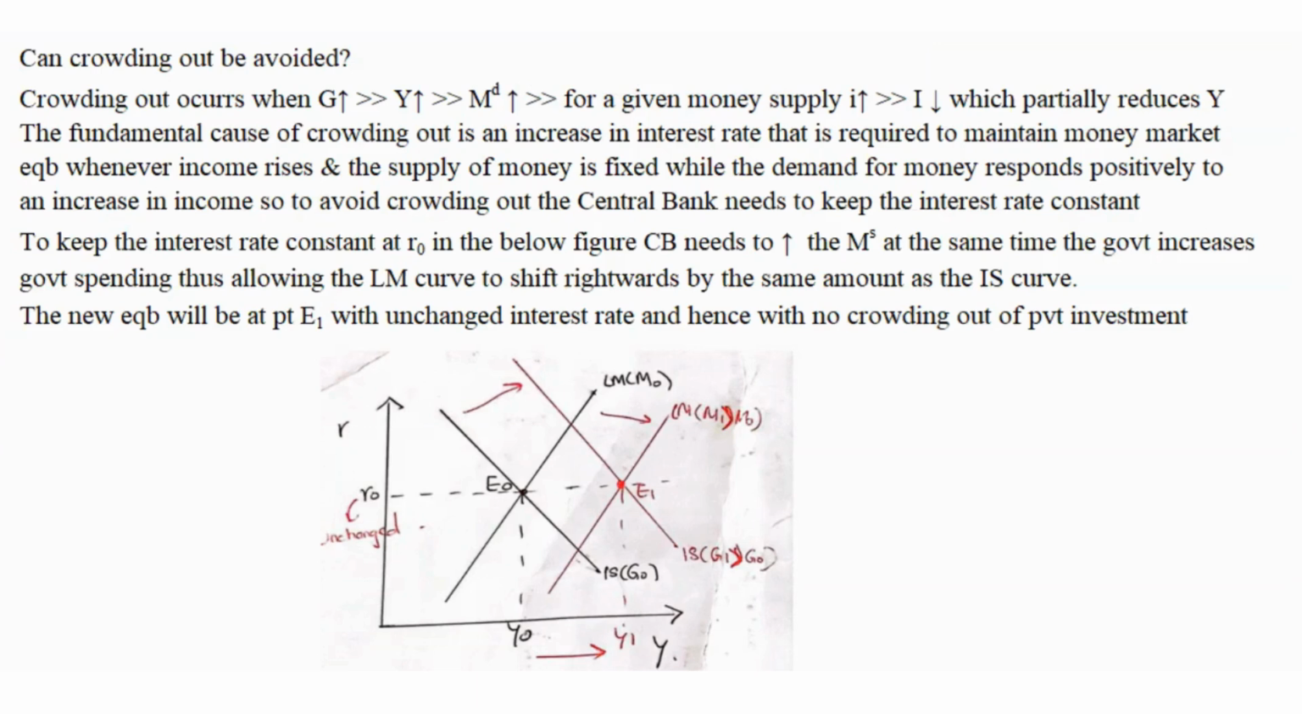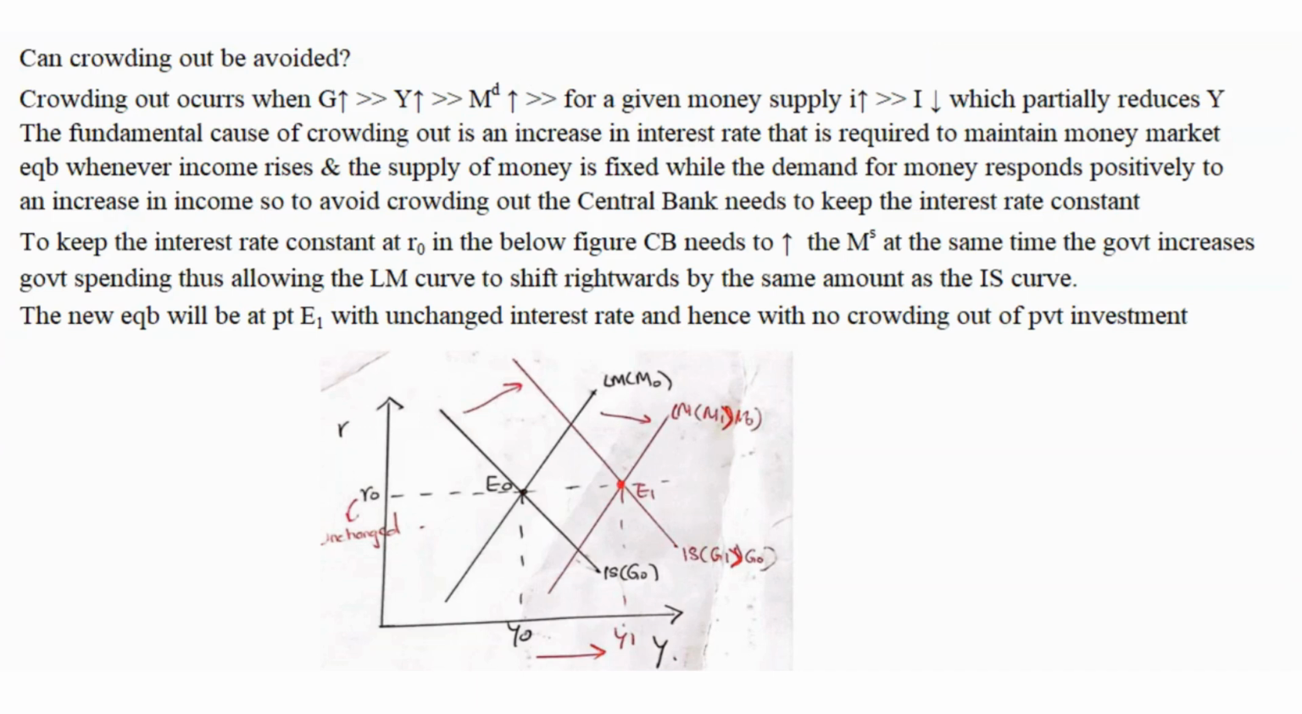We want to look at, can crowding out be avoided in the IS-LM model? Now, first let's recall, how does crowding out occur in the IS-LM model? Crowding out occurs when G increases, that increases demand, that increases output, that increases money demand. And for the given money supply, that increases the interest rate to maintain money market equilibrium.